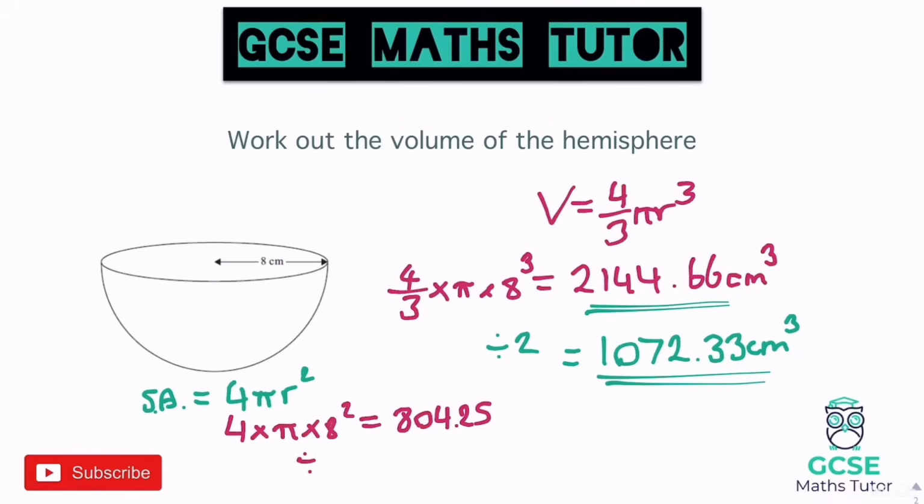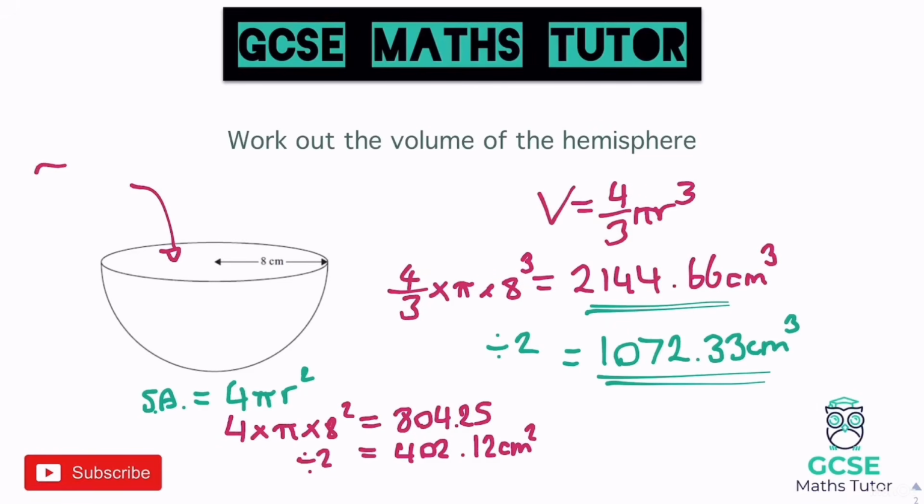Again, we'd have to halve it because it's half. Okay, so half of that would give us a surface area of 402.12. And that is obviously a surface area, so it's centimetre squared. But if you're working out surface area, you've got to make sure you don't forget as well the circle sitting on top there, because it's the total surface.